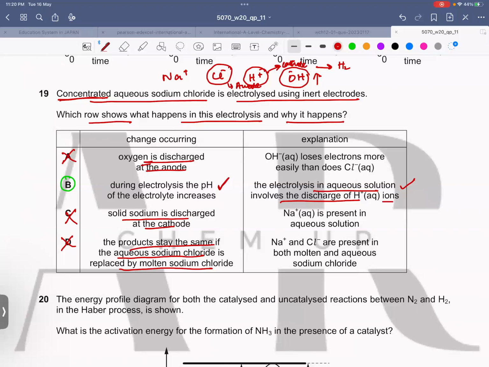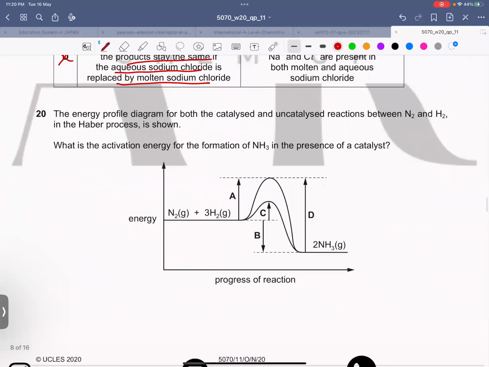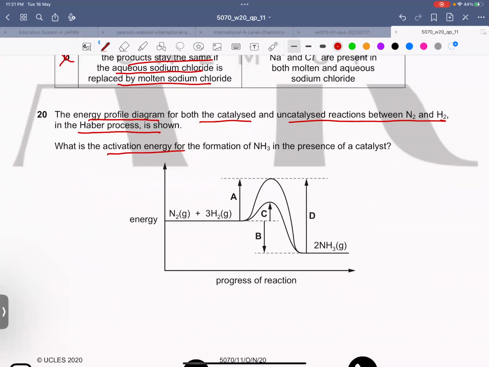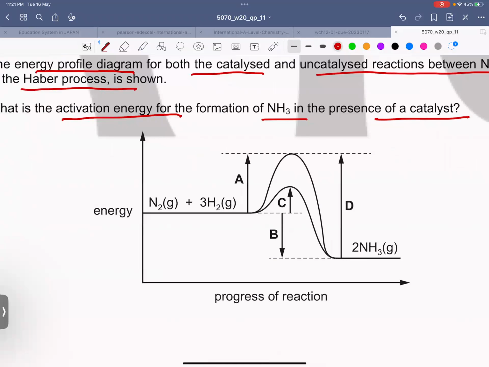Okay. Now question number 20. The energy profile diagram for both the catalyzed and uncatalyzed reaction between nitrogen and hydrogen in the Haber process is shown. What is the activation energy for the formation of ammonia in the presence of a catalyst? A, B, C, and D. Remember, activation energy is the energy from the reactant to the highest point. They are asking for the formation of ammonia, so these are my reactants and this is my product.